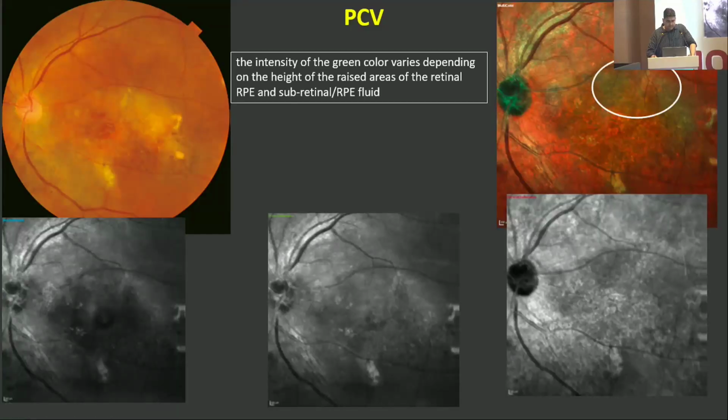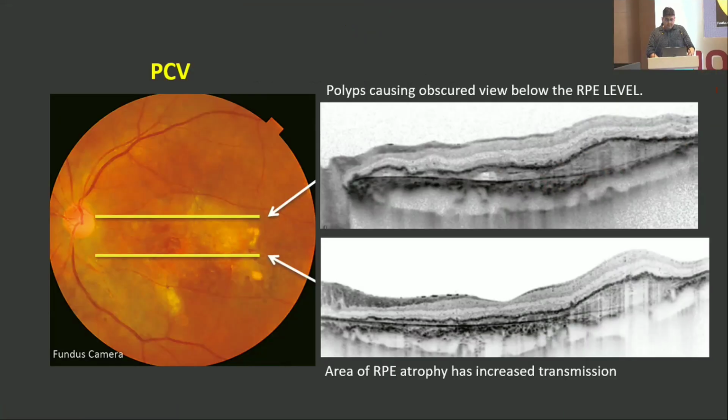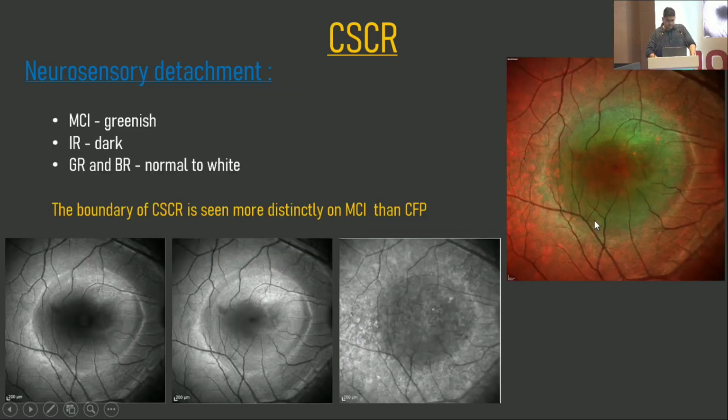Similarly, in the cases of PCV, the height of the vessels depends upon the raised areas, causing the retinal edema, and as the intensity of the wavelength passing through the polyps decreases, we can see the view is obscured below the RPE level.